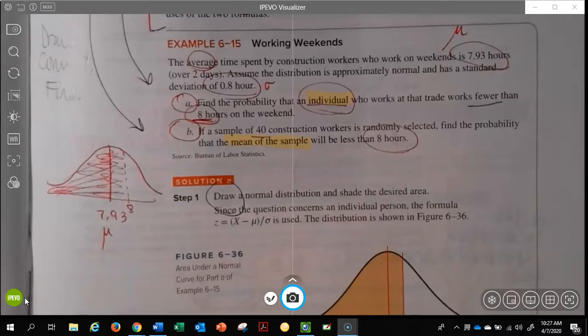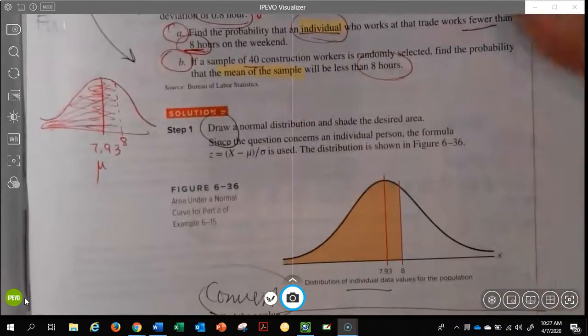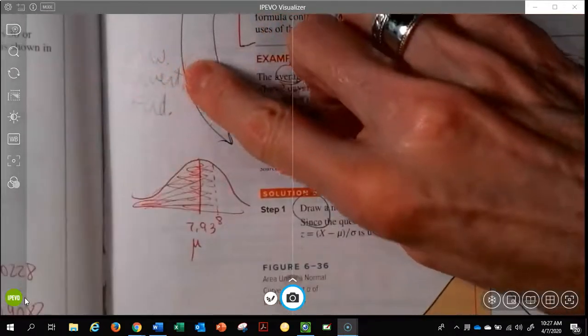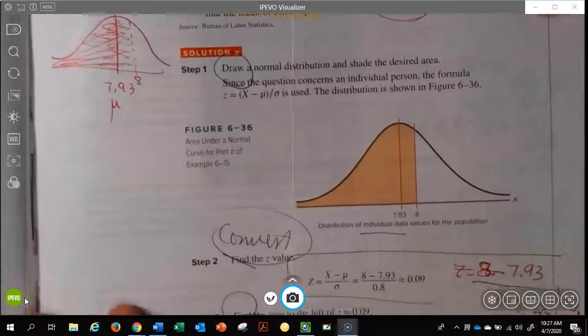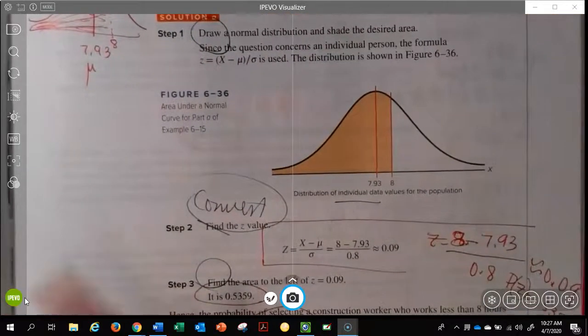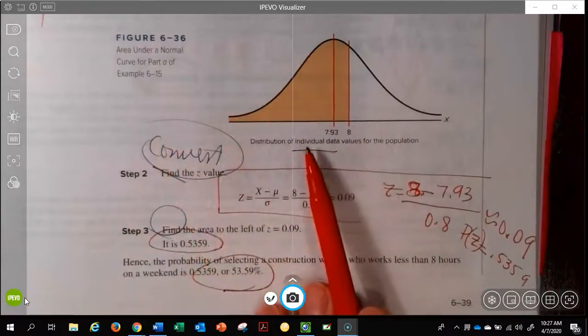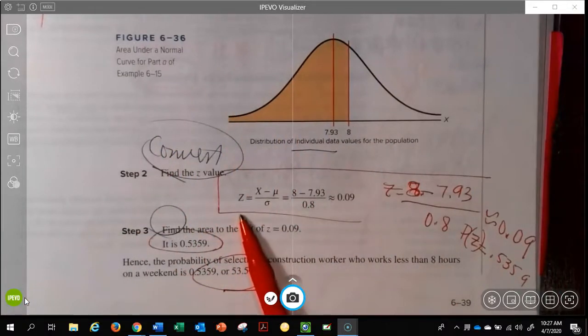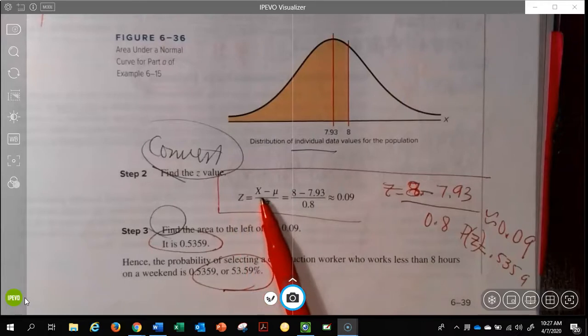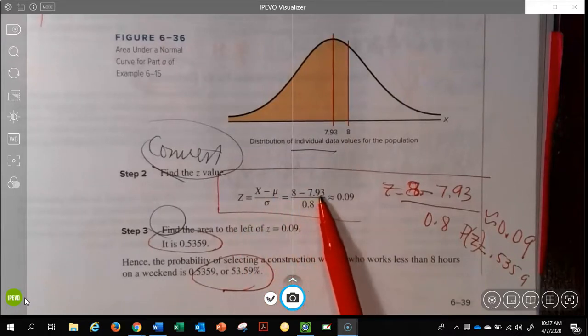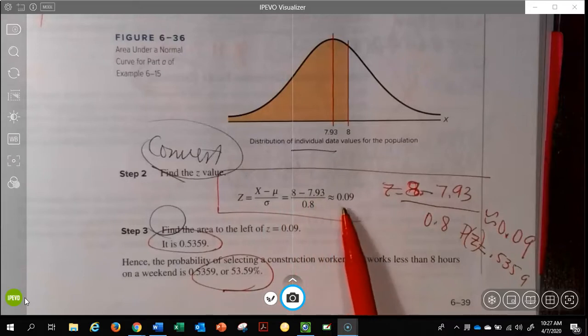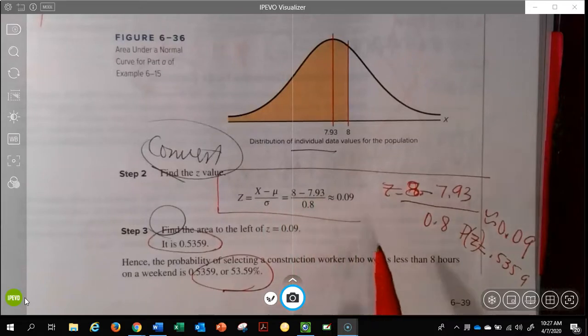I do need to do as I have my little part over here: draw, convert, find. I have drawn. I now need to convert. So I'll switch over to their drawing. Here is their drawing. It's individual. I need to convert. So I'm going to take this person had 8 hours, so I'll do 8 minus my mean over my standard deviation. I get about 0.09.